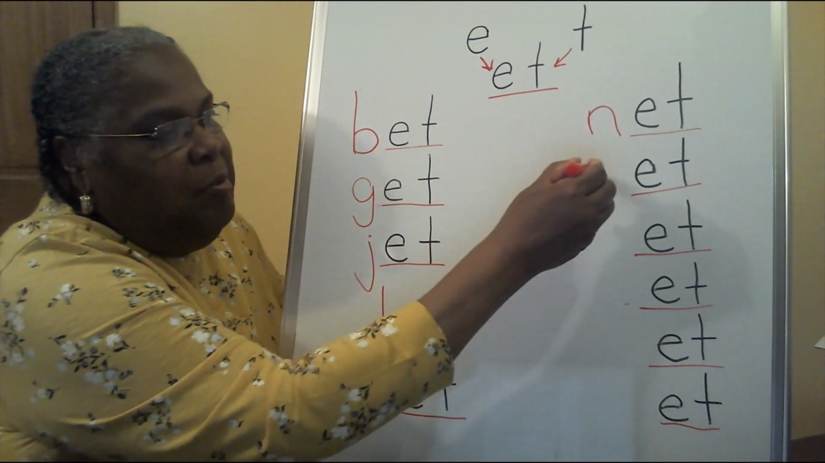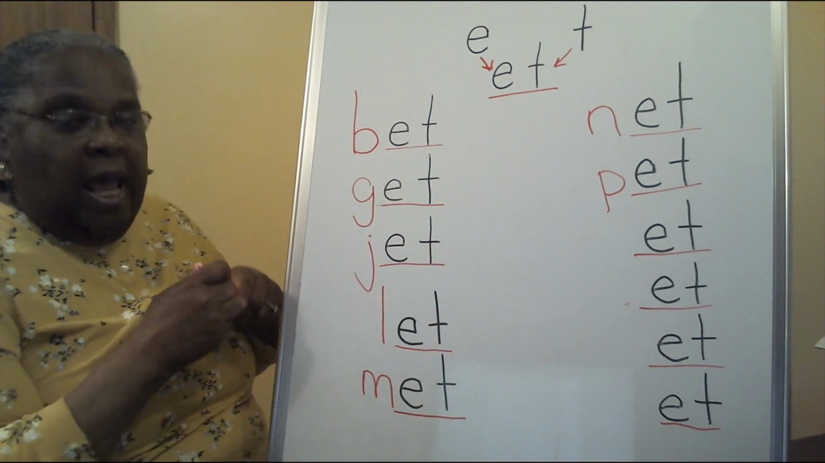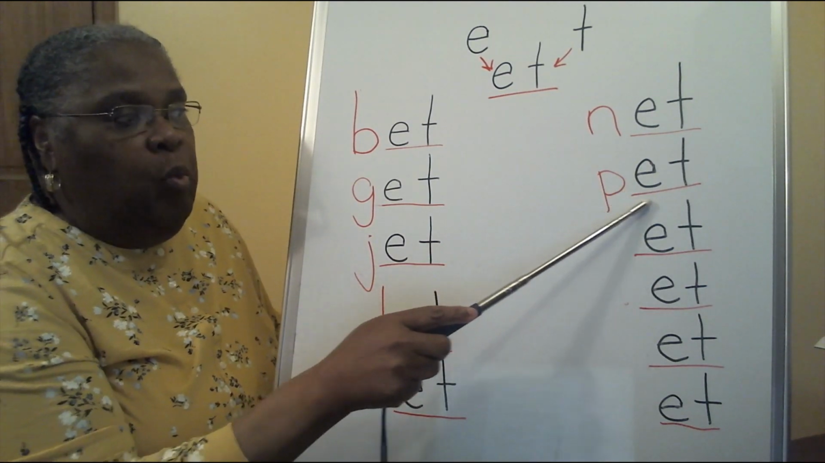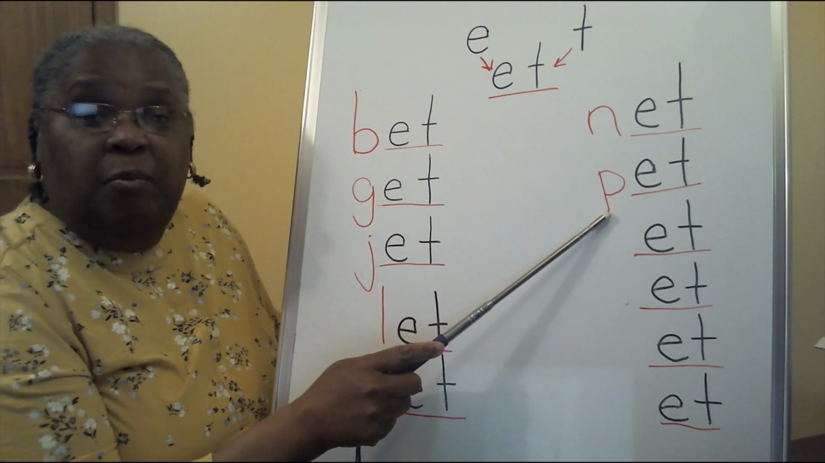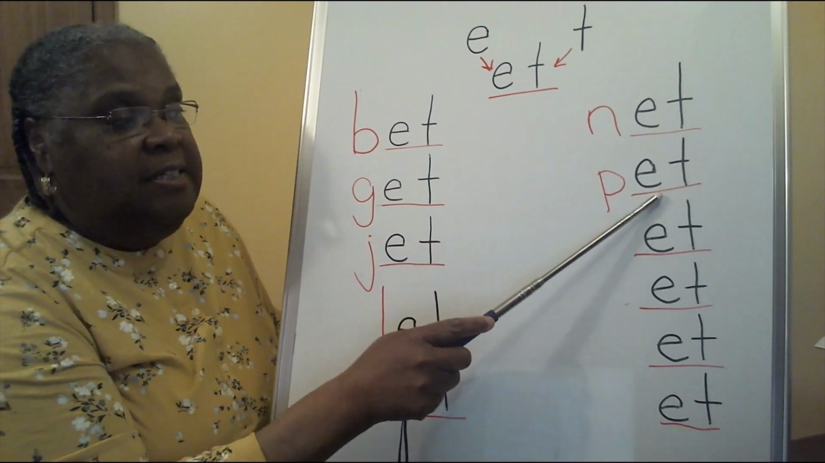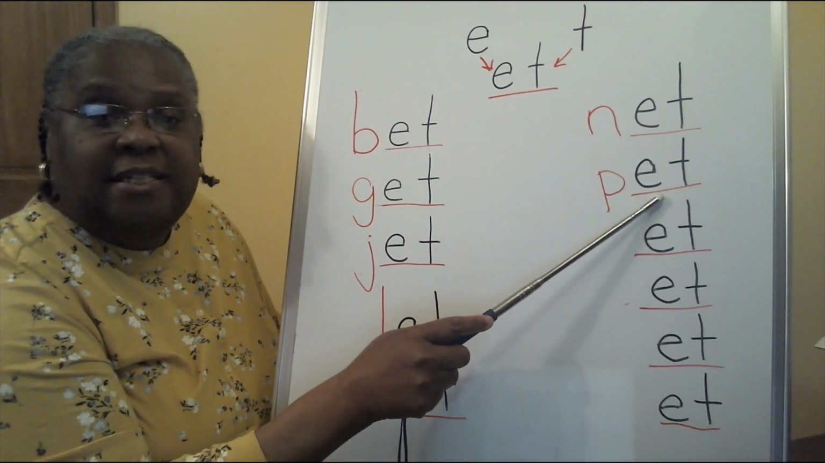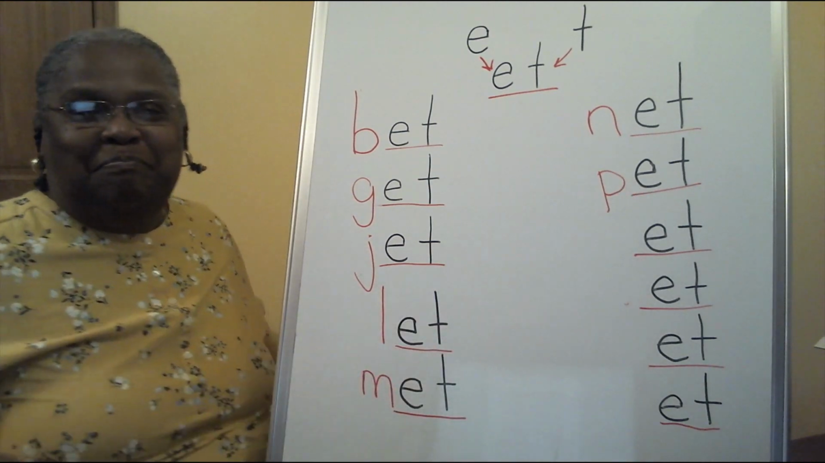When we put the letter P at the beginning of the blend et, we form the word pet. Let us sound out the word together. Say the P sound, p. Say the sound of the blend, et. Now say the P sound and the sound of the blend together smoothly, pet.